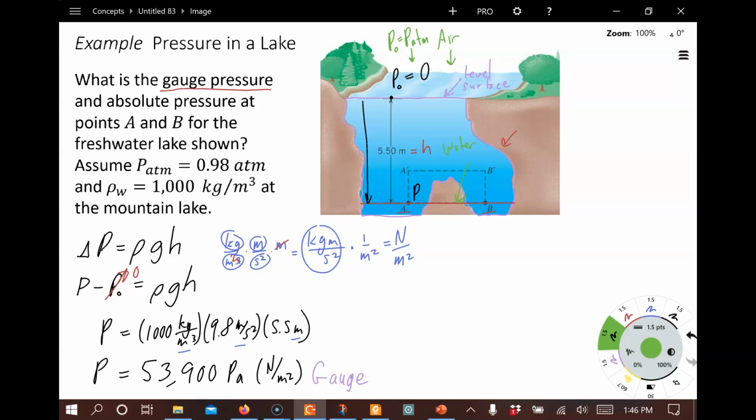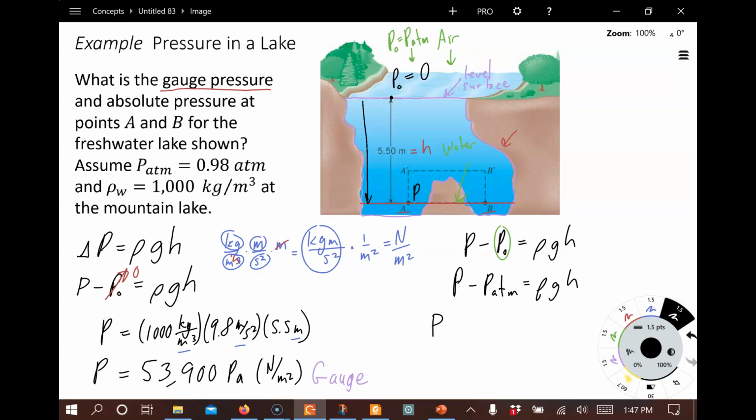And so essentially we could do it a couple ways. We could say, okay, P minus P0, same equation, rho GH. But now I'm going to use the starting point here. This is going to be atmospheric pressure. So P minus P atmospheric is equal to rho GH. And finally, we can see that now the pressure, this is going to be our absolute pressure because we're including the pressure due to the air and the water above those points. Absolute pressure is going to be equal to rho GH plus whatever the atmospheric pressure of the air is.